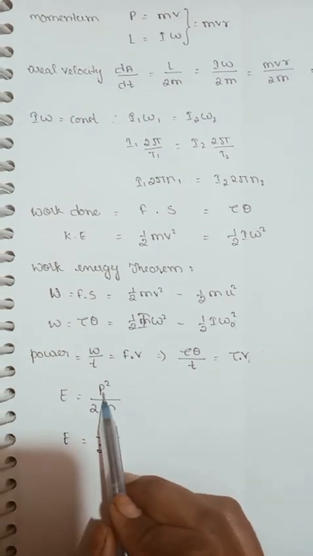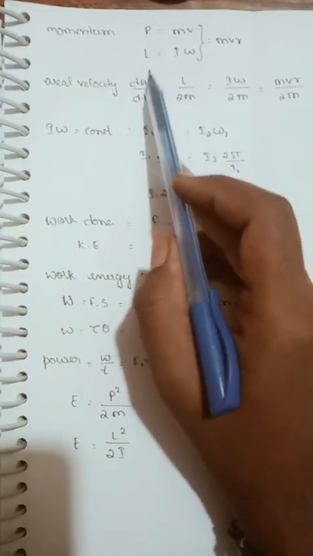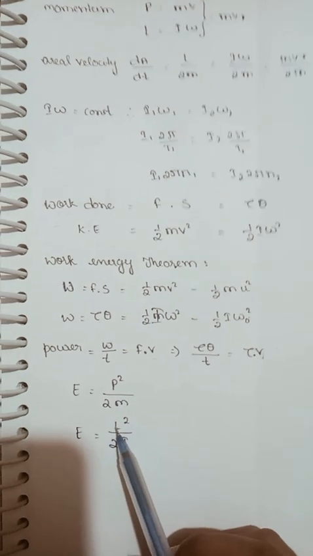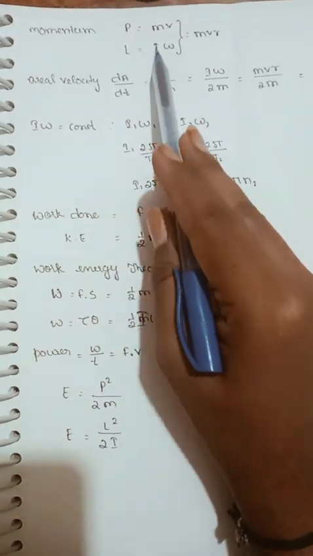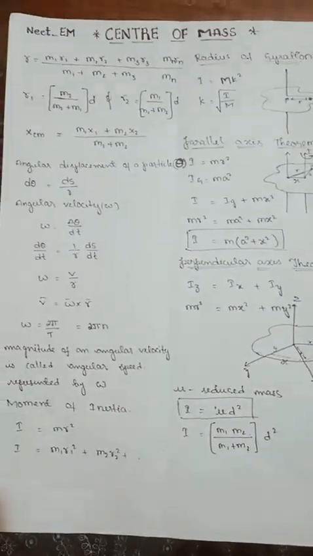E is equal to momentum squared by 2m, whereas, just now I said that p is equal to L, in the place of p we need to substitute it, so E is equal to L squared by 2I, where m is denoted by I. So this is the formula of center of mass. Here we end the video.